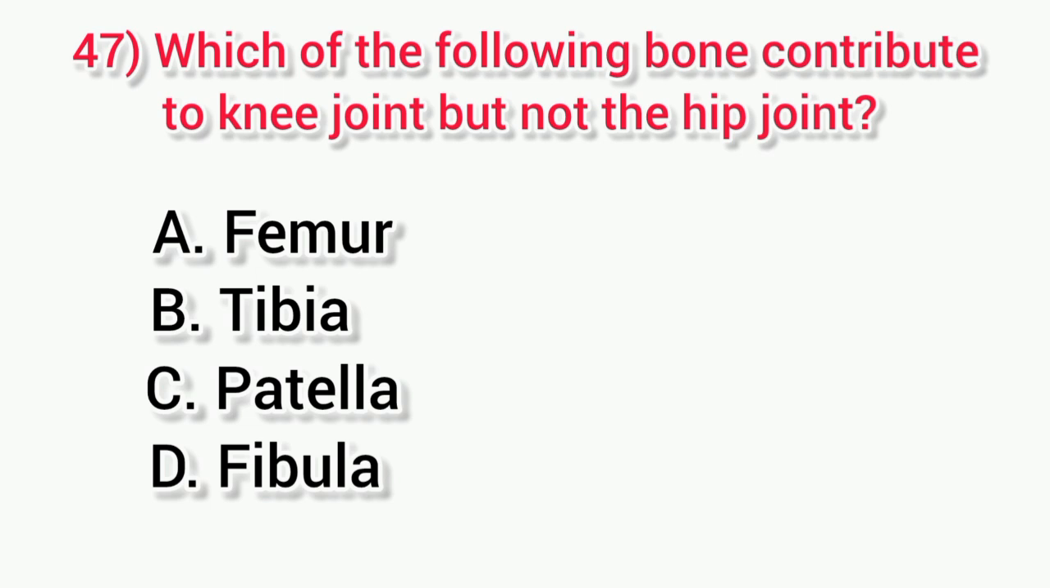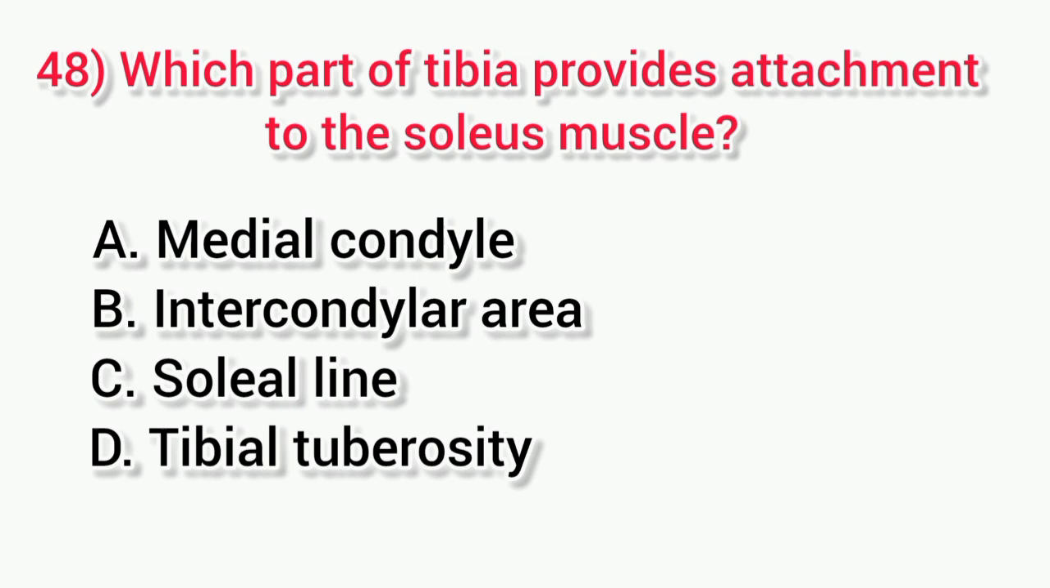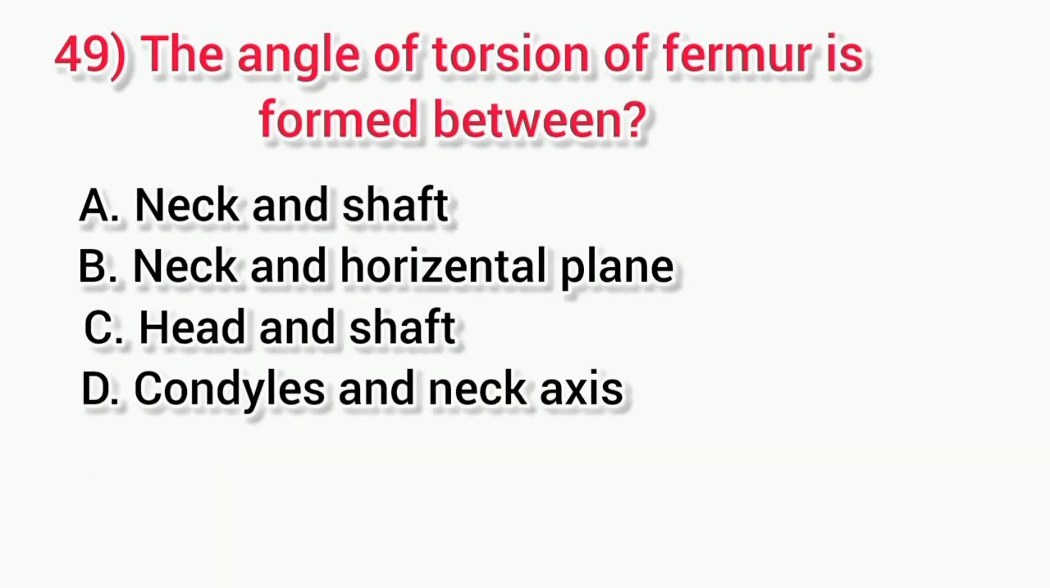Which of the following bones contributes to the knee joint but not the hip joint? Right answer is option number C. Patella. Which part of the tibia provides attachment to the soleus muscle? The right answer is option number C. Soleal line.